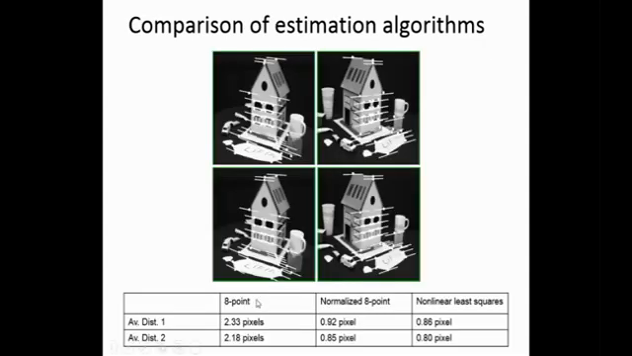This is comparing how good your solution is for the 8-point algorithm, normalized 8-point algorithm, and nonlinear least squares. So the error measure is the distance of the points to the corresponding epipolar lines. For the 8-point algorithm, if you don't normalize, you get a pretty big error. On average, the points are 2 pixels away from the epipolar lines. If you do normalize, then the solution is much closer. On average, the corresponding points are less than 1 pixel away. And then if you do nonlinear least squares to adjust your solution for the fundamental matrix and the values of the 3D points, then you reduce the error further.